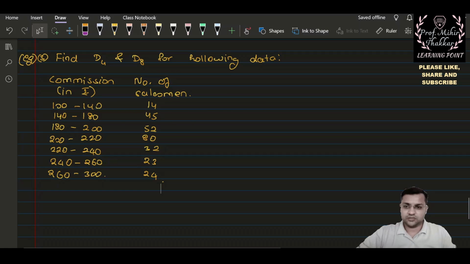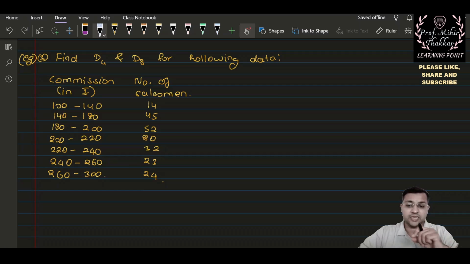Hi guys, so the next example that you have is based on grouped data, and I have got a special kind of example for you. If you observe things very carefully, the first class has a difference of 40, the second has a difference of 40, but the third, fourth, fifth and sixth all have a difference of 20 units. Again, the last has a difference of 40 units.